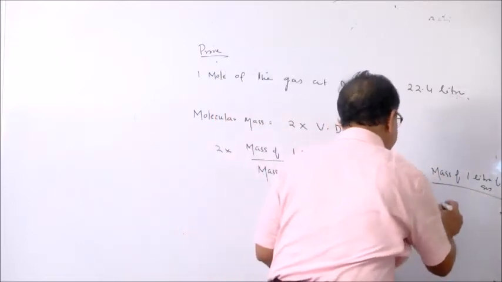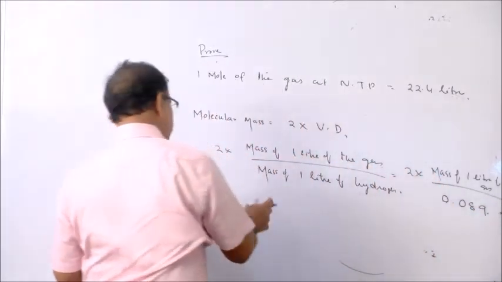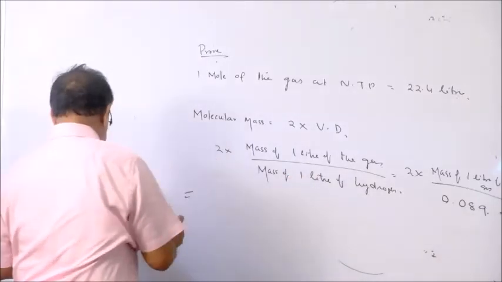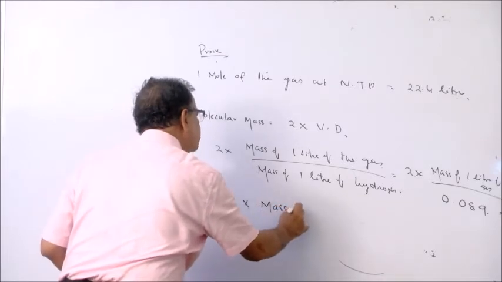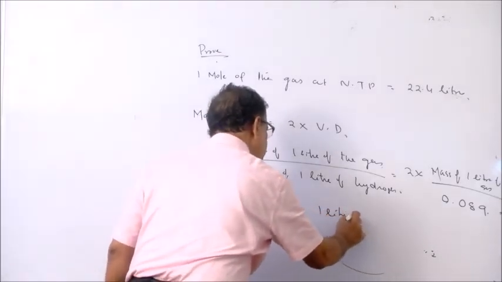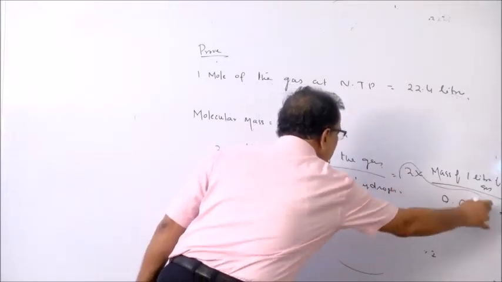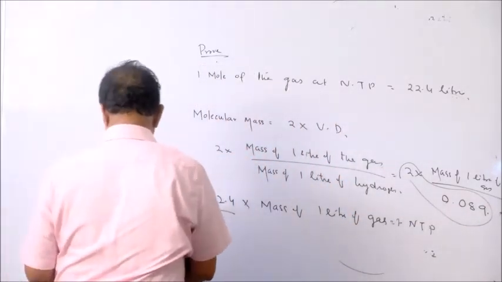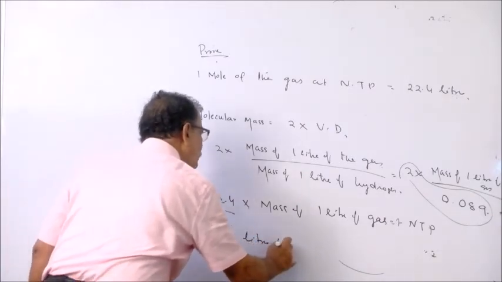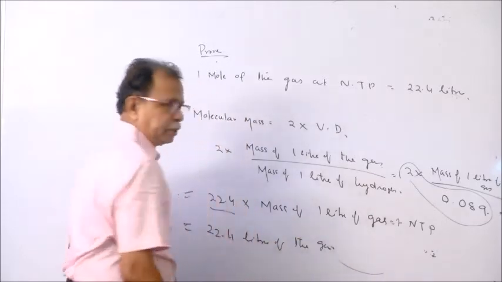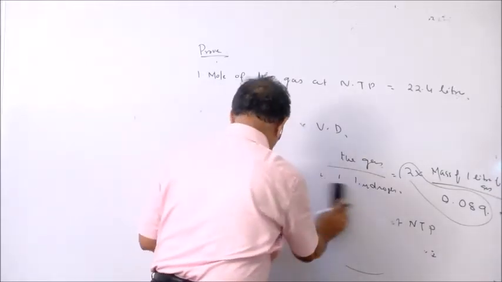The mass of 1 liter of hydrogen is 0.089 gram. So this is equal to 2 by 0.089, which is approximately 22.4, times the mass of 1 liter of gas at NTP. Hence, 22.4 liters of the gas at NTP. Hence, 1 mole of the gas at NTP occupies 22.4 liters.